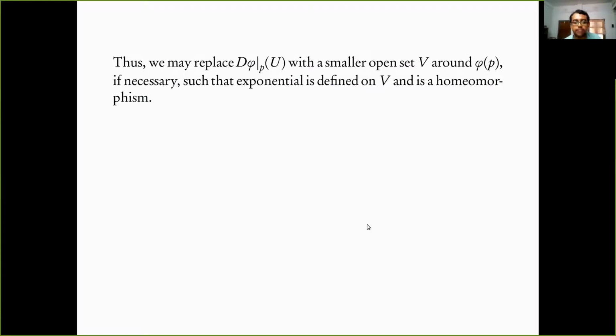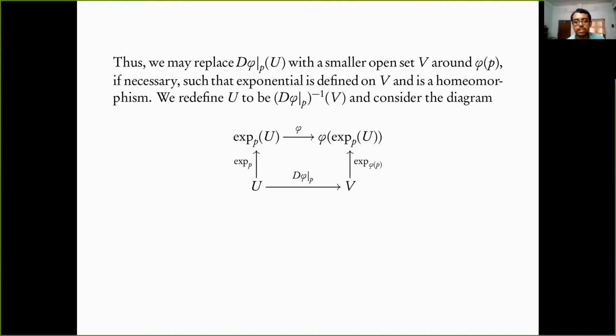You replace d phi of U with a smaller open set V around phi(P) if needed, such that the exponential map is defined on V and is a homeomorphism. All right? And you redefine U to be the inverse image. d phi is already a linear map. So this is the map that you get. Okay, so now this is a perfectly well-defined diagram.